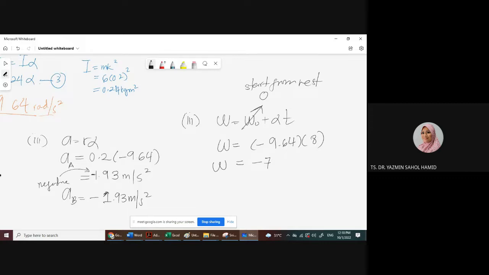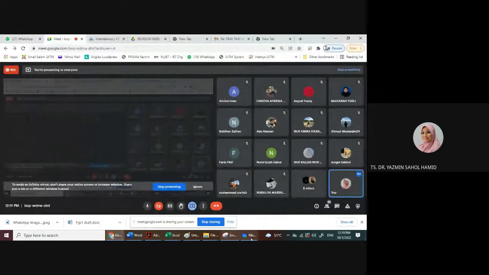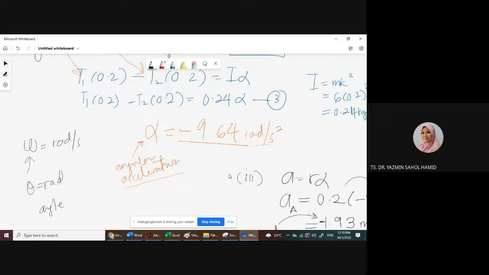Kenapa I punya ni tak bergerak? I punya pen ni dah merajuk dengan I lah. Kenapa pen I ni merajuk? Okay dah.